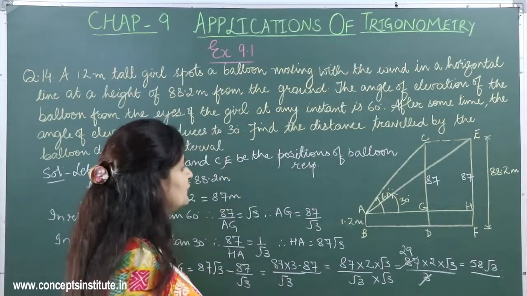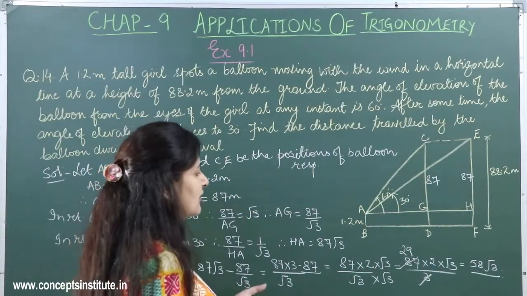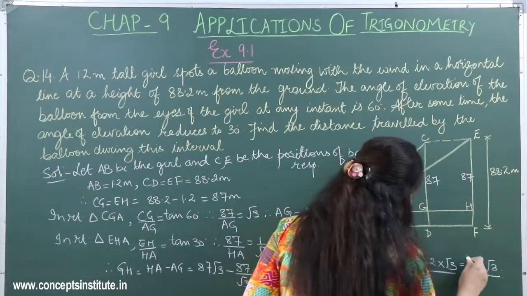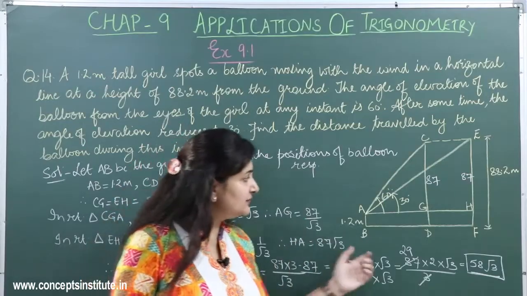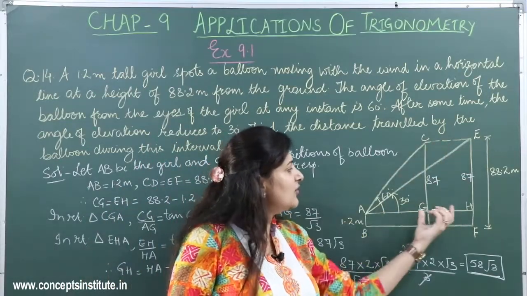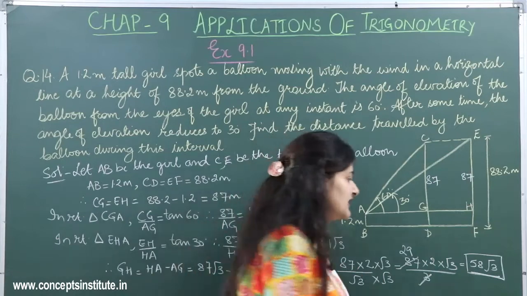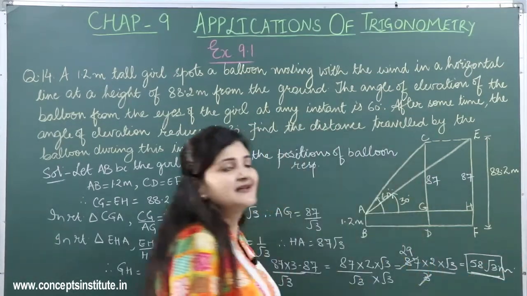Now students, I have to write the final answer properly, or as you can see, I don't have space on the board. So we can write the final answer as, therefore the distance travelled by the balloon, that is CE or GH, that is equal to 58 root 3 meters, right?